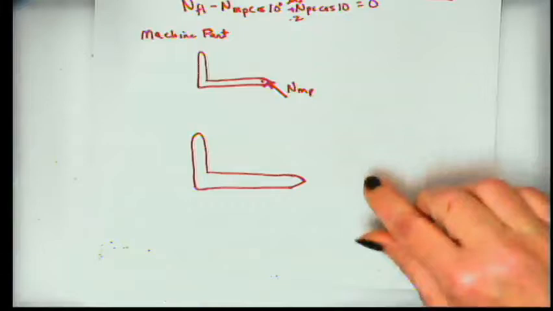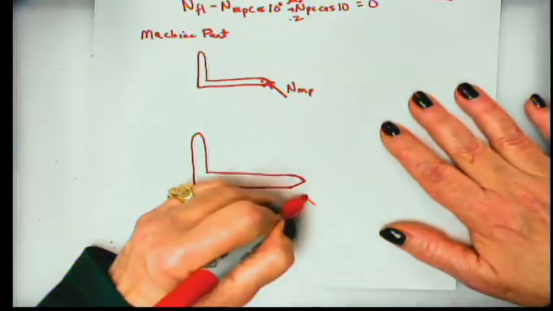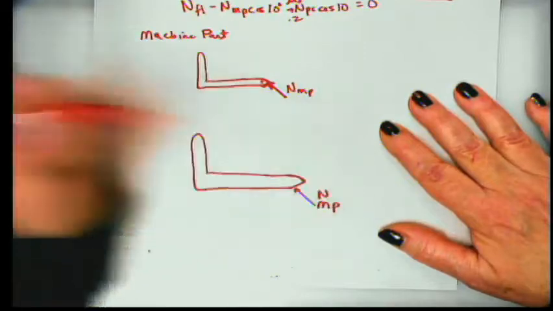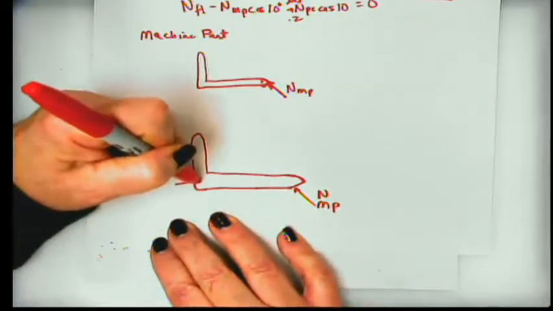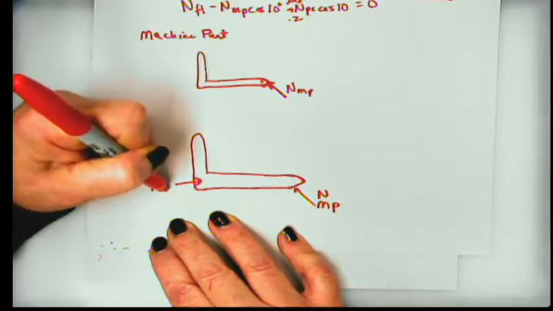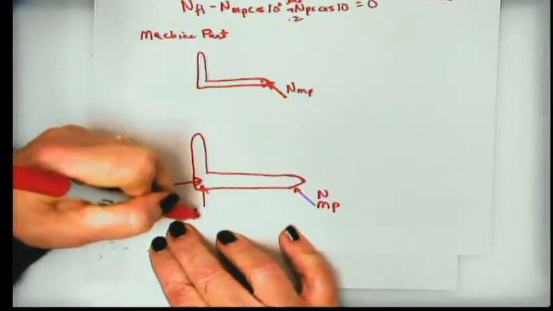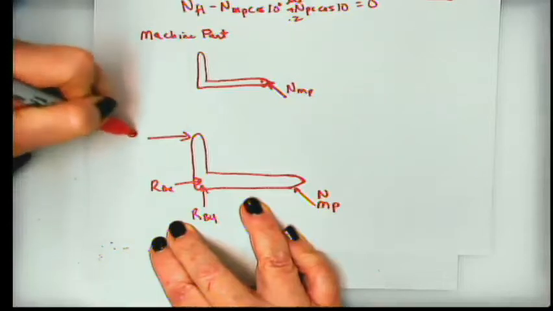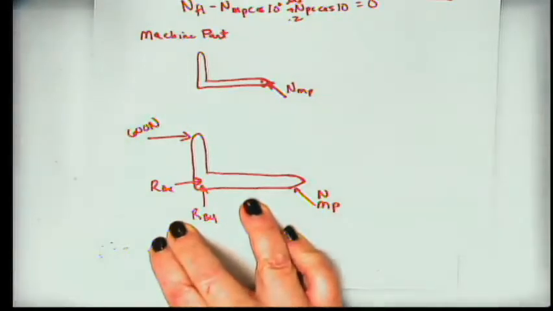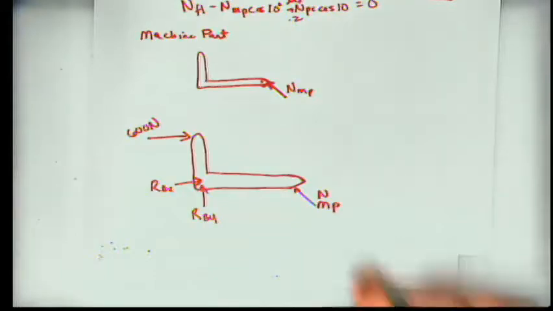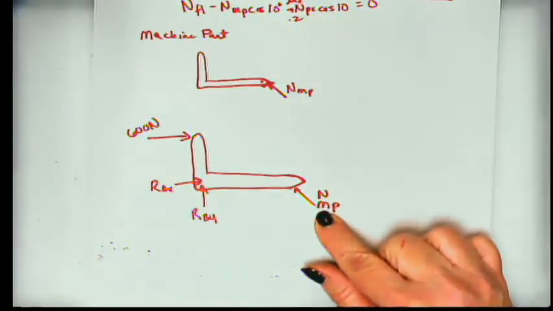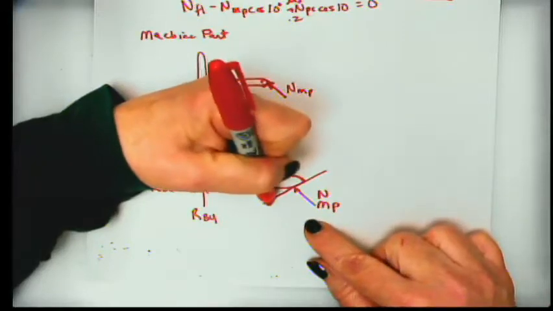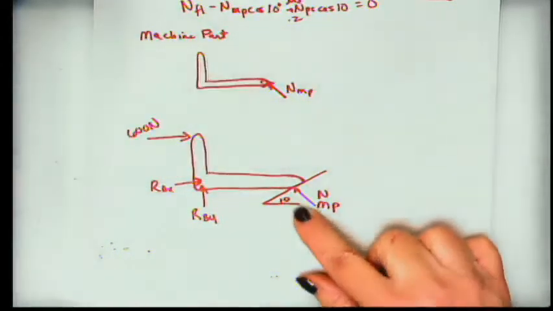There. All right. So the normal force of the machine part is pushing up like that. There's a reaction at B in the x direction, a reaction at B in the y direction, and a 600 Newton force pushing right here. So we need to figure out what this is. Well, first of all, we know that this angle is 10 degrees.